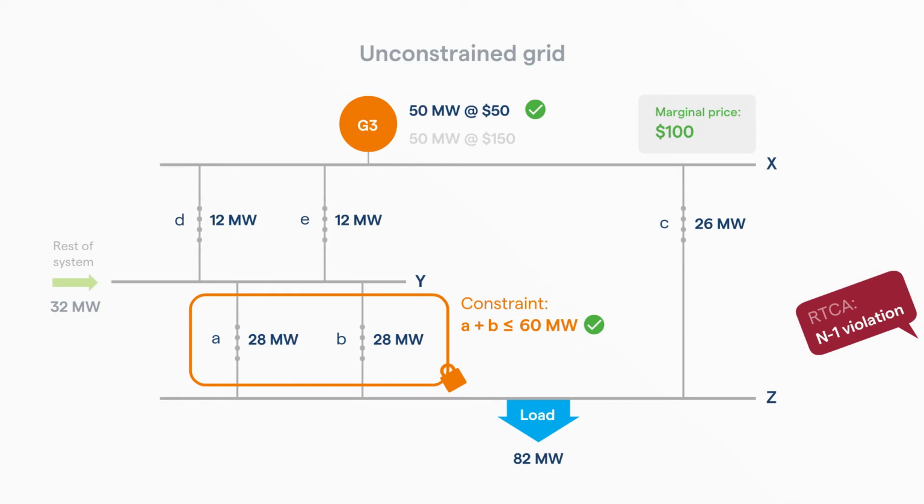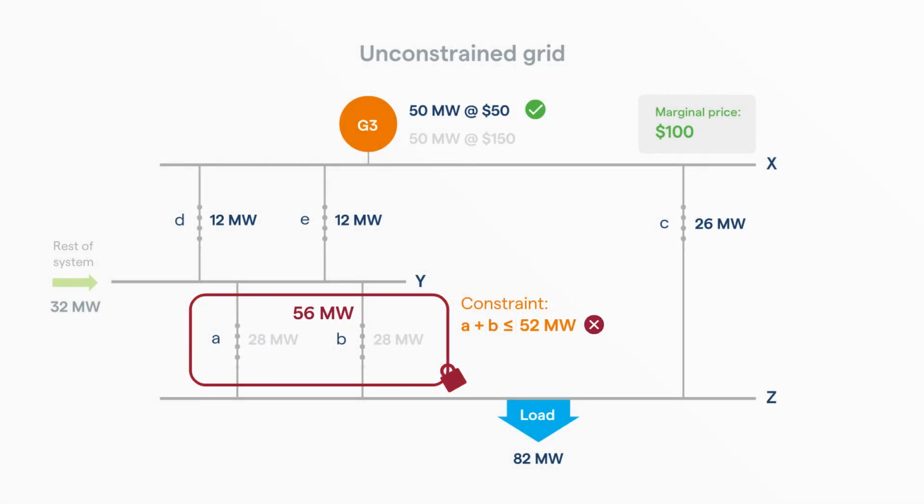A decision is made in real time by the system coordinator to update the right-hand side for the constraint on A plus B from 60 down to 52 megawatts. This means A plus B is now a binding constraint. To relieve the binding constraint, the flow on A and B is reduced by 4 megawatts, so an additional 4 megawatts are needed from the generator at bus X to flow down circuit C to supply the load at Z.